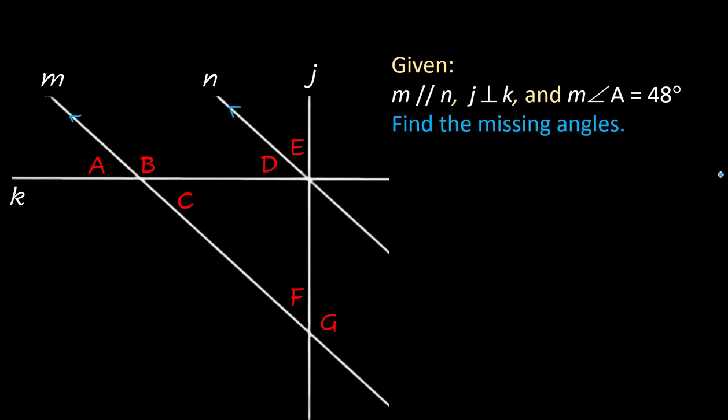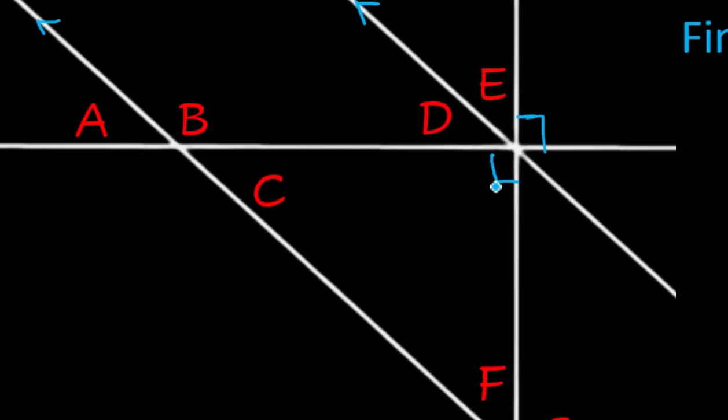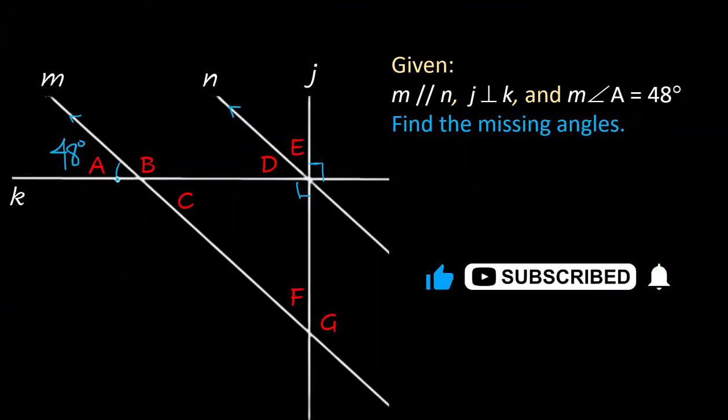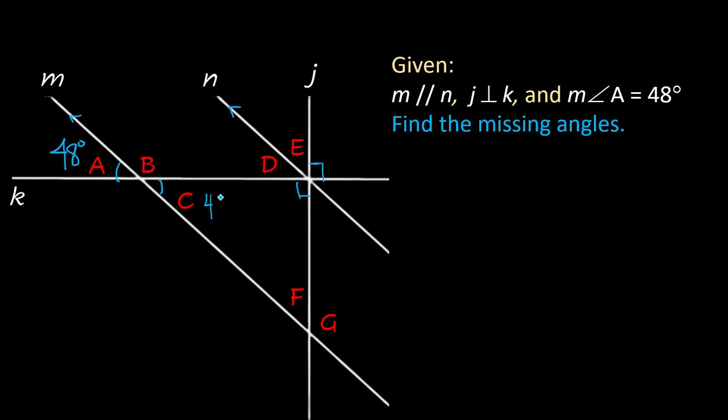We know that J is perpendicular to K. They make 90-degree angles. So we know that's 90 degrees, and we know that that's 90 degrees. These other two are 90 degrees together too, but I'm not going to mark that right now. I'm sorry, my 90-degree corner looks kind of lopsided. A is 48 degrees, so we can just pop that in right here. Well, then right off the bat, we know that C is also 48 because those are vertical angles.